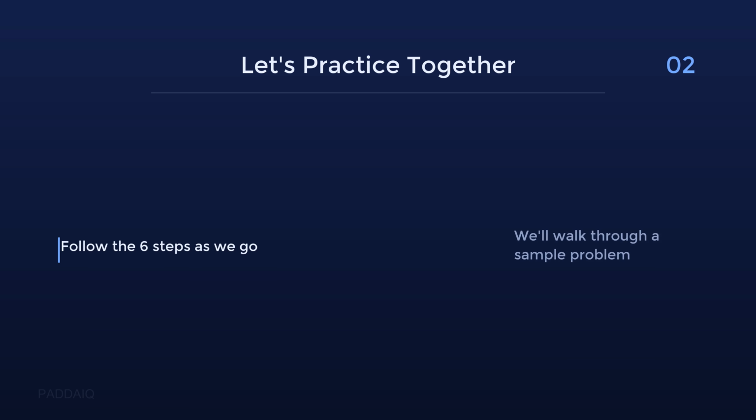Follow the 6 steps as we go. This means we will complete each step in order as a group. For example, when setting up a simple app, we will first access our BTP account, then create a project, and proceed step by step together. This guided practice ensures everyone builds the solution correctly and gains confidence.